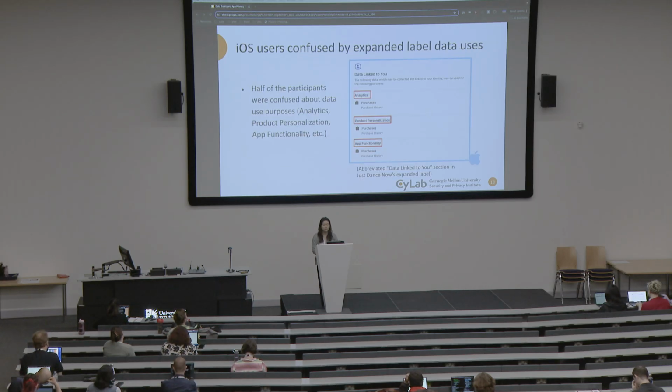Similarly, we also asked iOS users to look at this label on the right, and we asked them to explain what analytics, product personalization, and app functionality were for, but only half of the iOS users were able to correctly identify them as collection purposes.